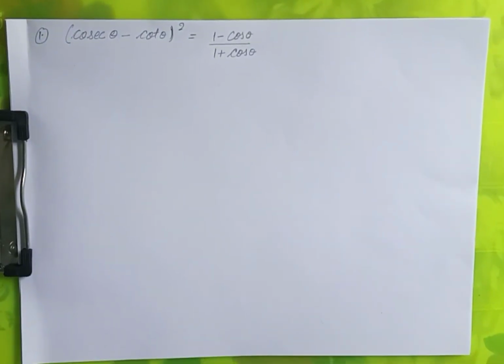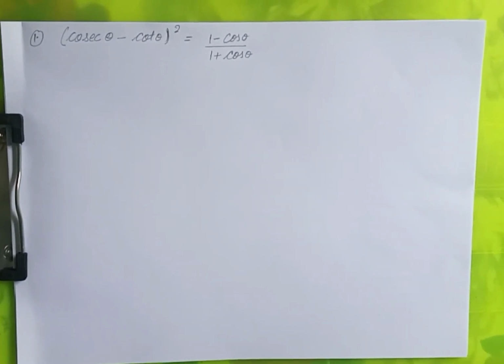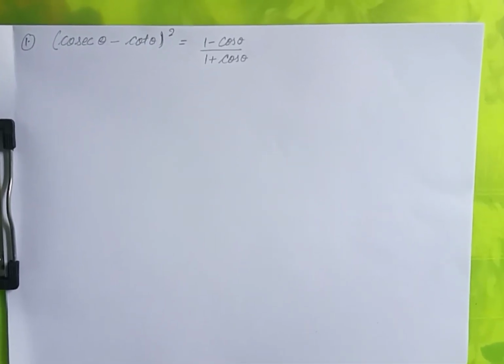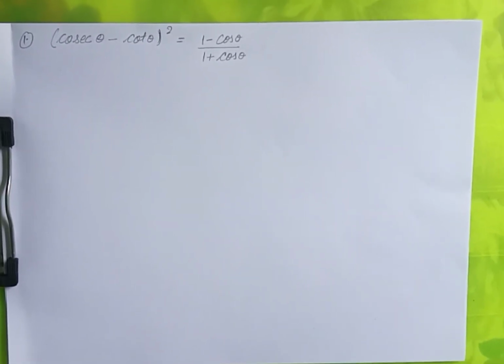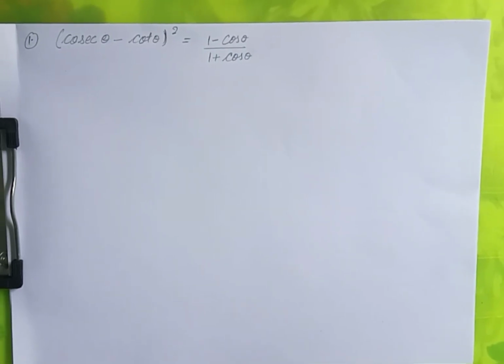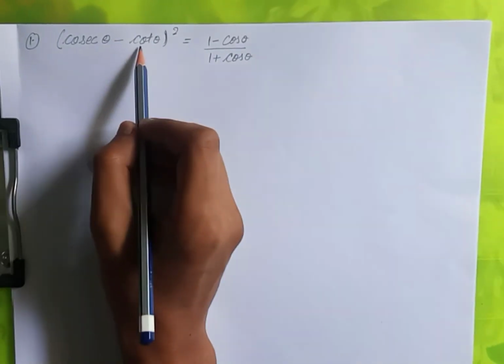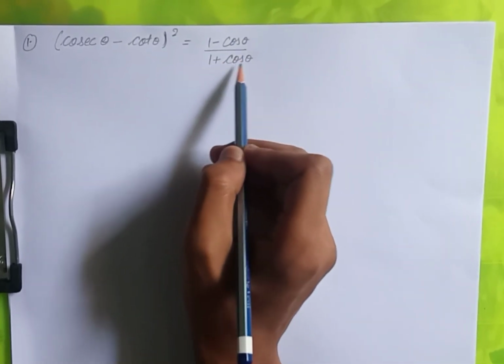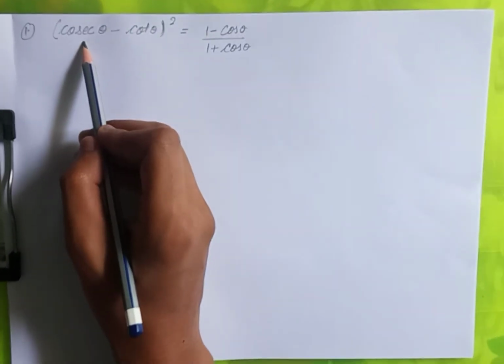So students, in this video lecture we will talk about Introduction to Trigonometry exercise 8.4, question number 5. In the following question we have to prove left hand side is equal to right hand side. So first question is (cosec theta minus cot theta) whole square is equal to (1 minus cos theta) upon (1 plus cos theta). We have to prove this side is equal to this side.